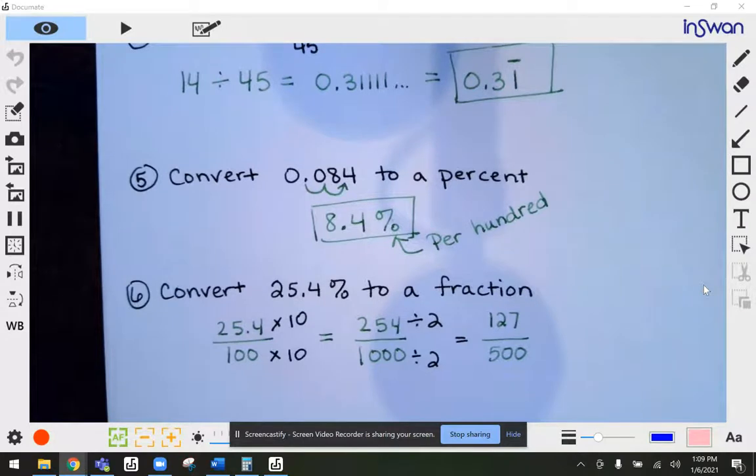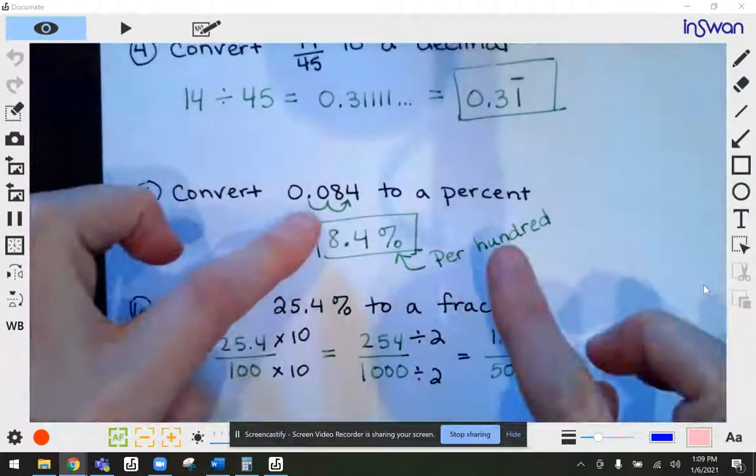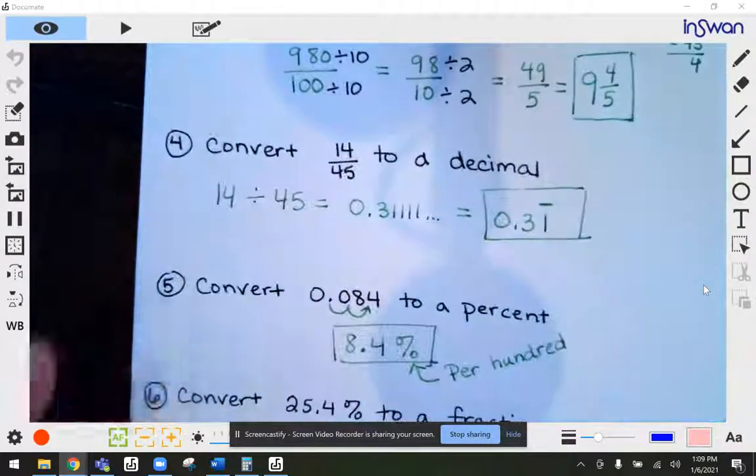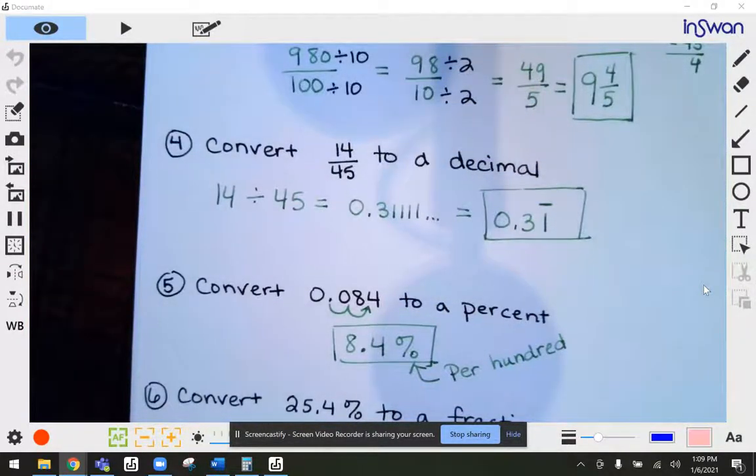All right, so your practice today is again just applying these rules. So as long as you can identify what you're working with, decimal percent, percent fraction, fraction decimal, etc., then just follow the directions in your notes and you should be good. Let me know if you have any trouble.